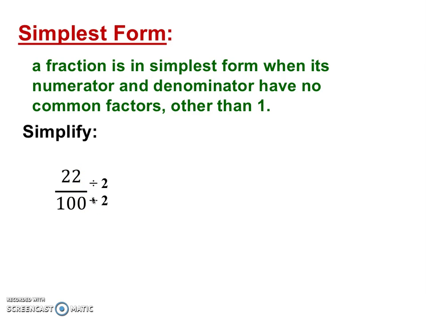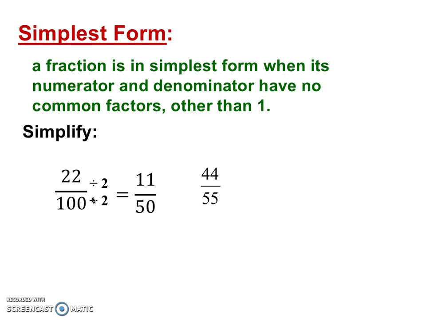So if I divide both the top and the bottom by 2, what do I get? Well, 22 divided by 2 is 11, and 100 divided by 2 is 50. The only factors of 11 are 1 and 11. Neither of those goes into 50, so I'm done. 11/50ths is simplest form for 22/100ths. Let's look at another one.